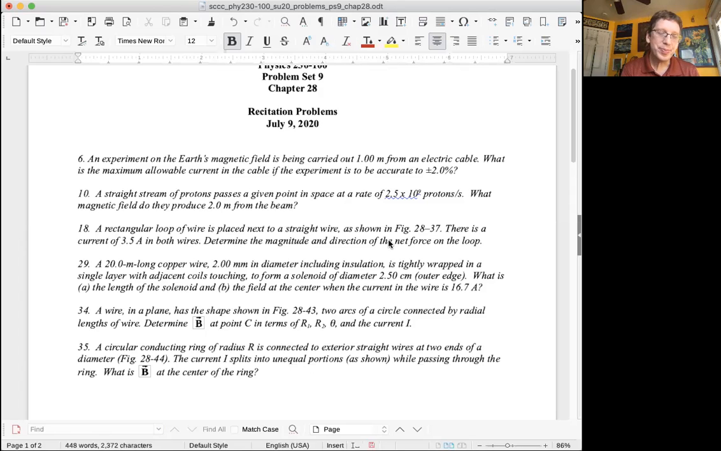So you can think of a beam of any type of charged particle as being the equivalent of a current as far as determining the magnetic field is concerned.